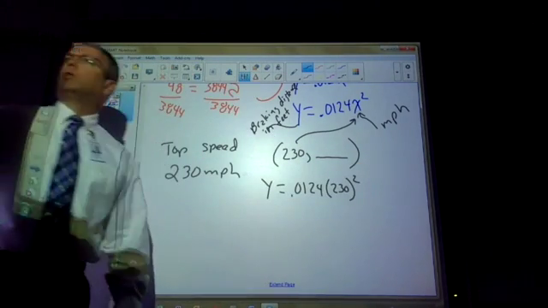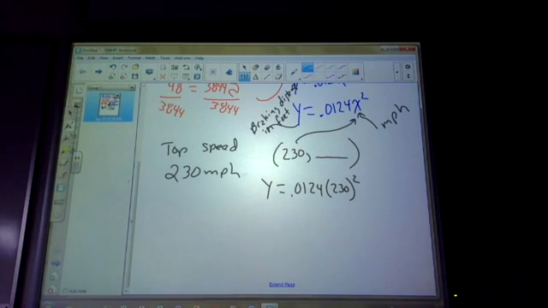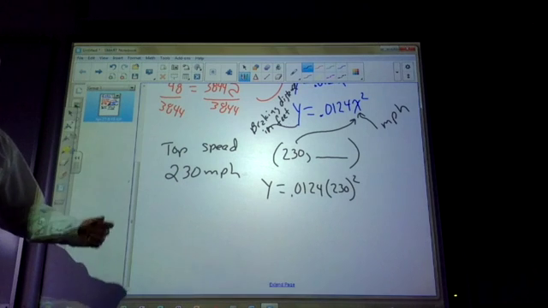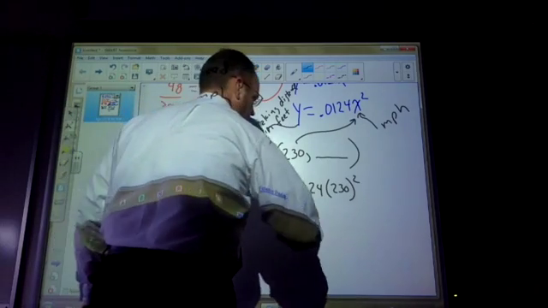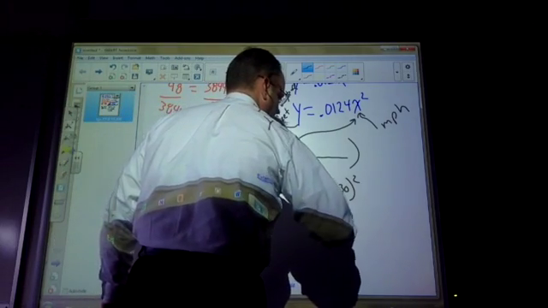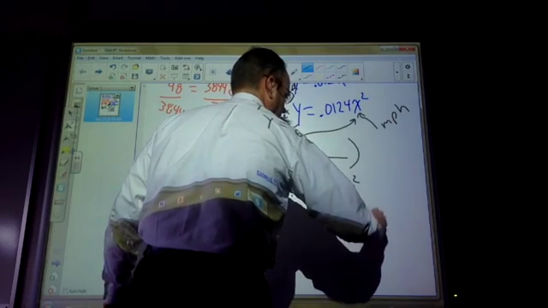Order of operations would say do the exponent first. So what's 230 squared? It should be a big number. 52,900. Now multiply that 52,900 that you got by 0.0124, please. Multiply 52,900 times 0.0124. Say that one more time, please. 655.96 feet.